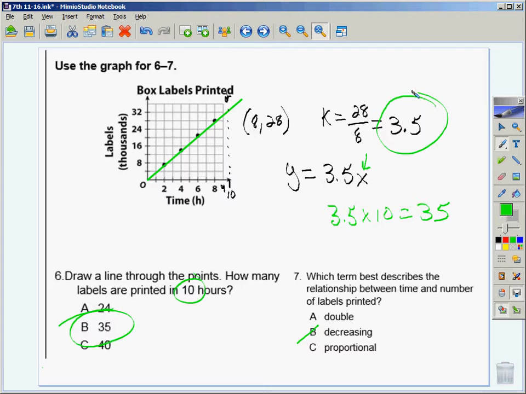Is it doubling? Actually, how much bigger did it get? 3.5 times as big. It's not doubling. Why is proportional the best response? Because it's a straight line through the origin. It's proportional. Yes.